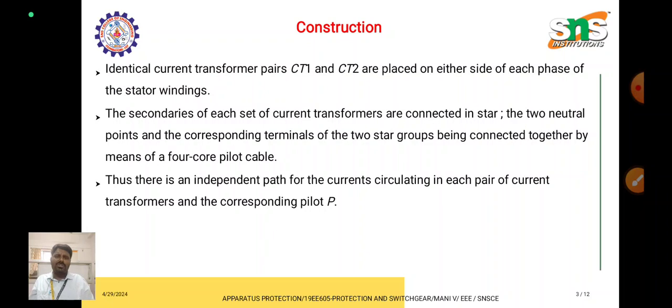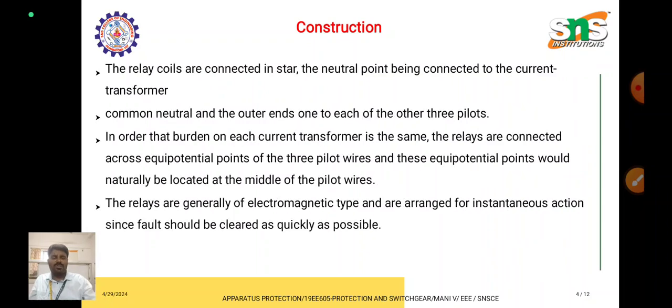So this is the construction. Here there are two identical current transformers, one side is CT1 and the other side is CT2, placed on either side of each phase of the stator winding. One is on the primary side and one is on the secondary side. The secondaries of each set of CTs are connected in star connection, and the two neutral points and the corresponding terminals of the two star groups are connected together by means of a four-core pilot cable.